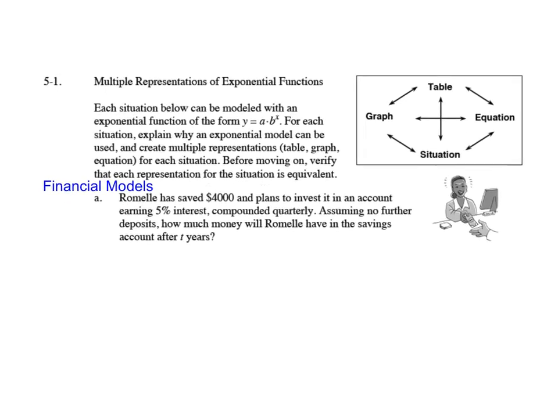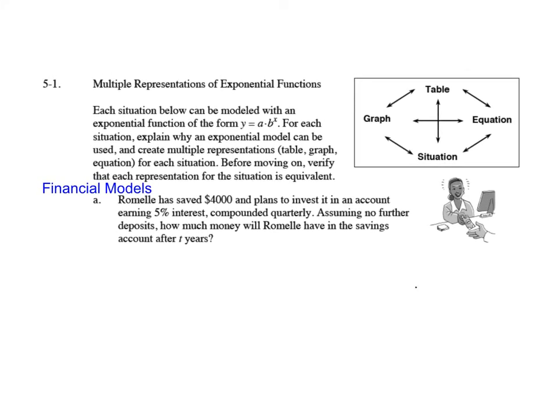Multiple representations of exponential functions. Each situation below can be modeled with an exponential function of the general form y equals a times b to the x. For each situation, explain why an exponential model can be used and create multiple representations, table, graph, equation, for each situation before moving on. Verify that each representation for the situation is equivalent. We're not going to get into all of that. We're going to focus mainly on writing the equation, and we may take a look at a table. All of this, though, is given for a certain situation.